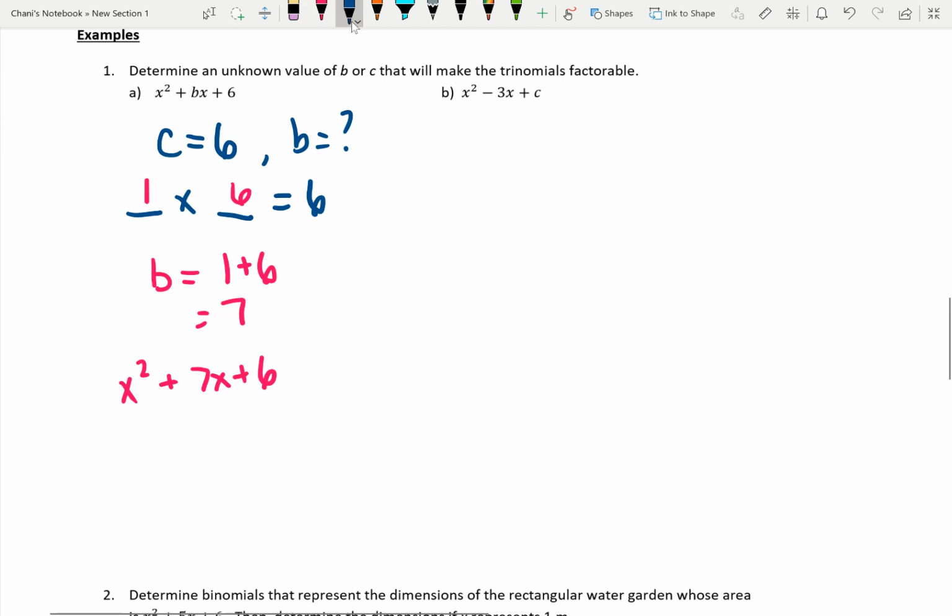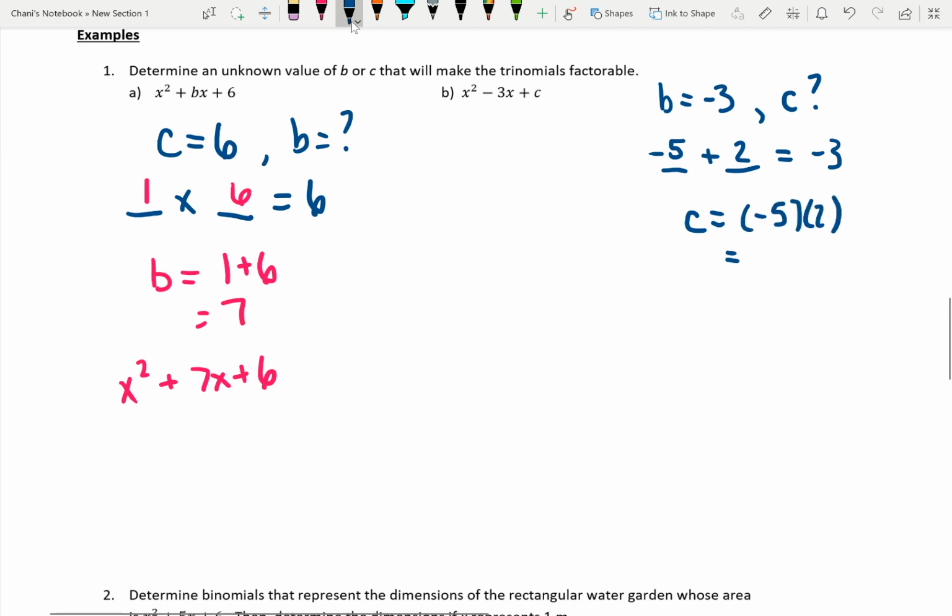In b, we know what b is, which is negative 3, but we need to find a c that makes it factorable. Okay, so we just need to pick two numbers that add together to negative 3. So for example, we can pick negative 5 and positive 2. Okay, or you can pick negative 4 and positive 1. Anything you want. So that means our c value is just the product of those two numbers. In this case, negative 10. So a c value of negative 10 will make this factorable. The trinomial would be x squared minus 3x minus 10.